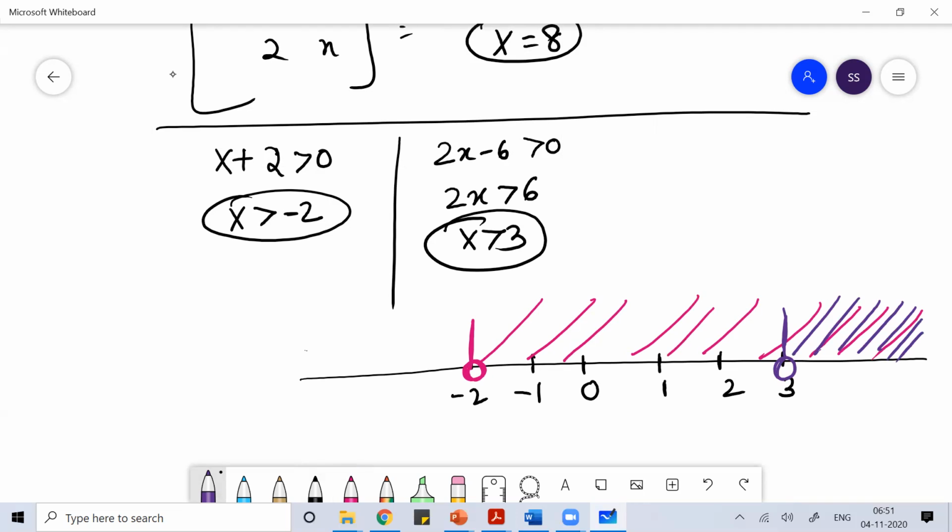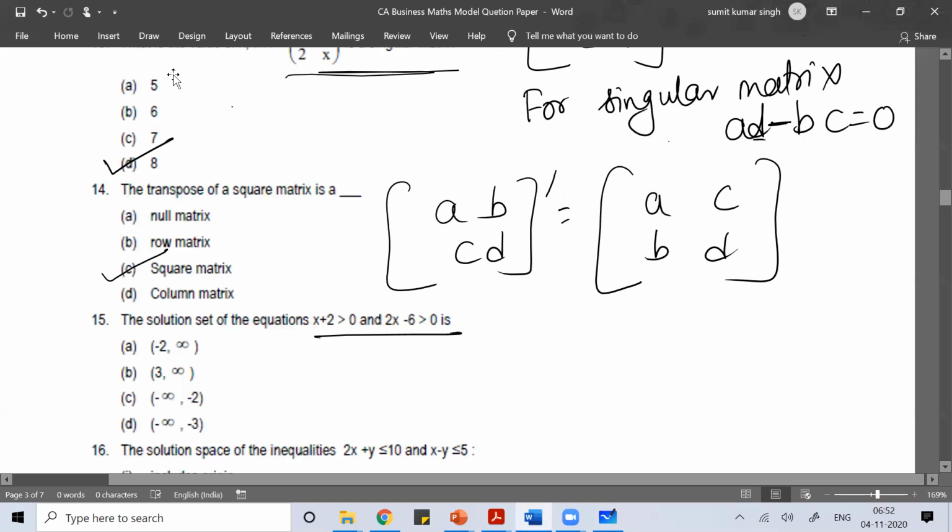See the intersection of this. What is the intersection of this? So x is greater than 3 to infinity. So the value of x which will satisfy both the equations is the value of x which is between 3 to infinity. So the answer for this, the 15th one, is option B.